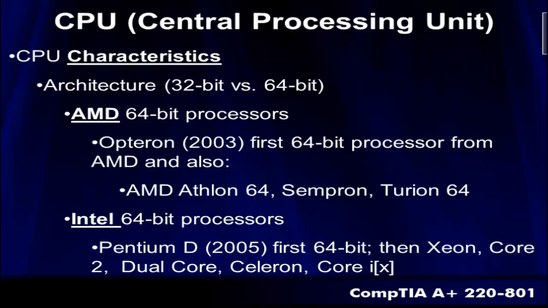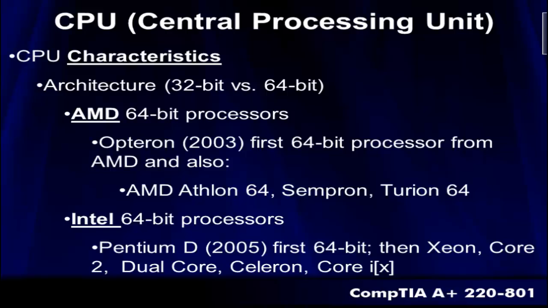That AMD 64-bit and that Intel 64-bit processors fit onto some unique motherboards. You run a totally different operating system. You can't install a 32-bit Windows operating system on a 64-bit platform. You need to install that 64-bit operating system.